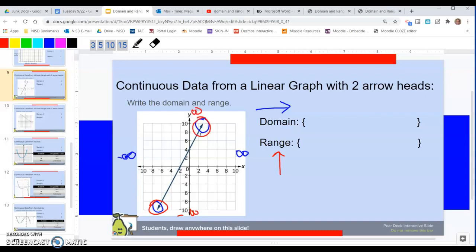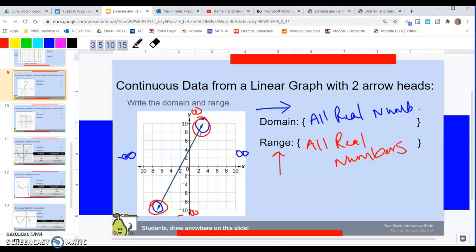So when a graph goes from negative infinity all the way to positive infinity, it's going in both directions forever and ever and ever. That means all numbers are included. Every single number in the world, every number. We call that all real numbers. Okay, so if your graph has arrows on both ends, if it is linear, if it's a straight line, your domain and your range are going to be all real numbers.